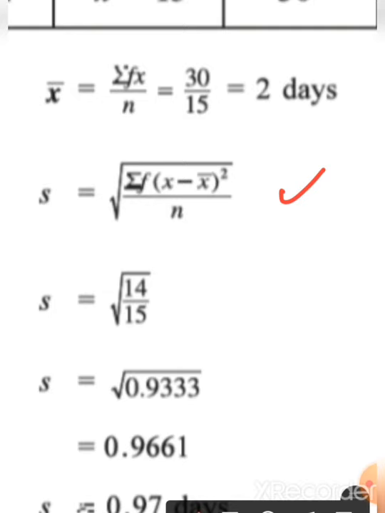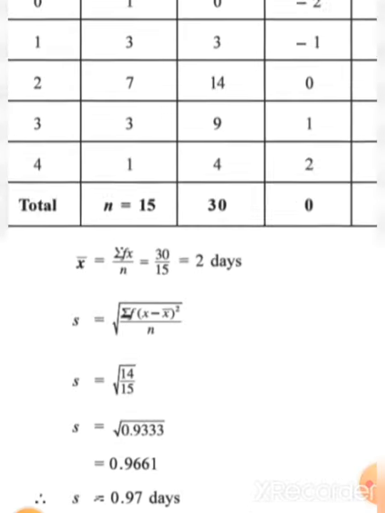That is, we need to have another additional column where we will multiply the column of frequency with the column of xi minus x bar whole square, and we are going to take the summation of it in the calculation. Okay, fine. So we'll just move further and see how the table would be prepared.